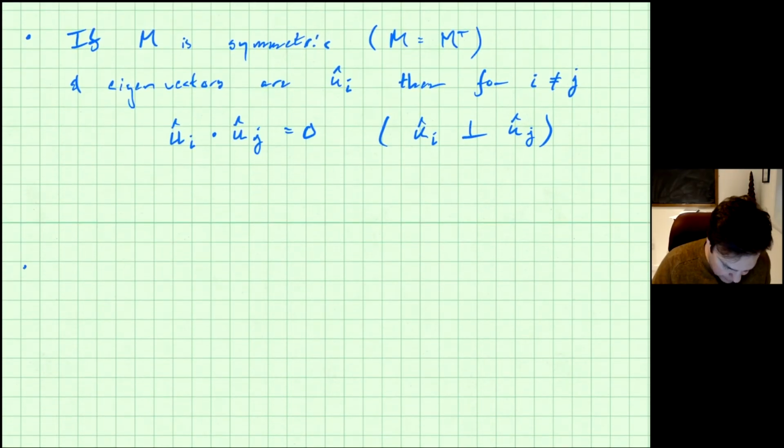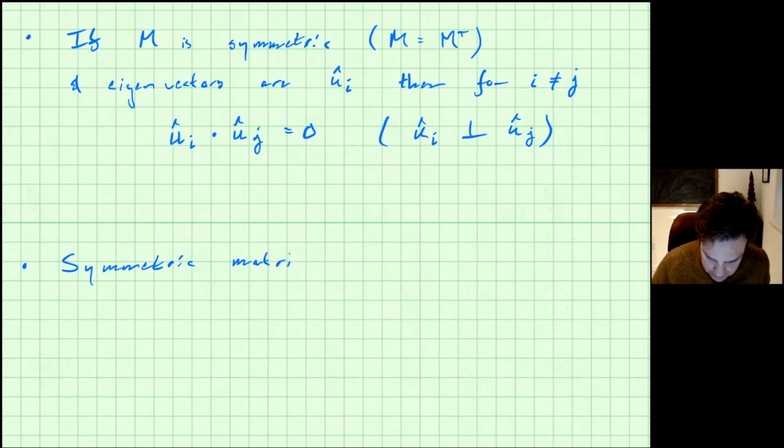Another really important result, these are things that we'll make use of as we go, is that for a symmetric matrix M, or symmetric matrices M, well, that's one matrix.